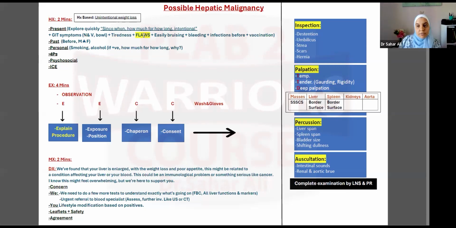He might tell you, I have some tenderness in my abdomen, then you can ask about the GIT symptoms, all right? If he doesn't say anything, you can think about blood malignancy maybe. So easily bruising, bleeding tendency, okay? Recurrent infections, you can ask about these. Then you move on right away to past medical history. Did that happen before? Any medical conditions? Any family history? Family history of cancer, okay?